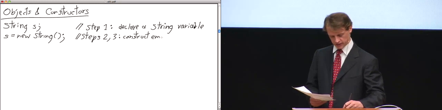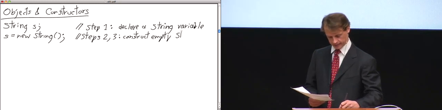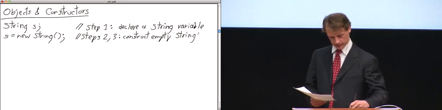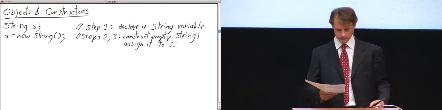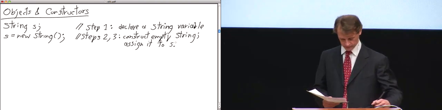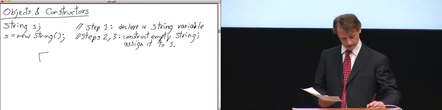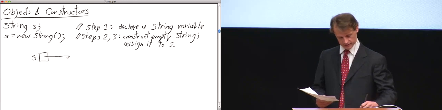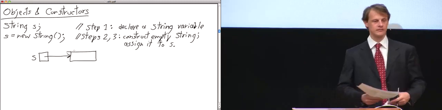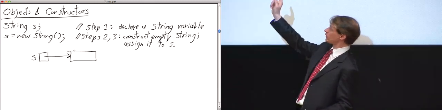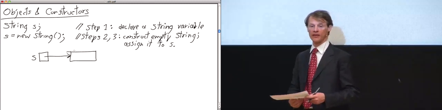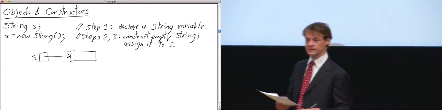a new empty string and assign it to S. And so let's go ahead and do that. Here's what those two lines of code do. I now have an object on the right, a variable on the left that points to that object, that references that object.